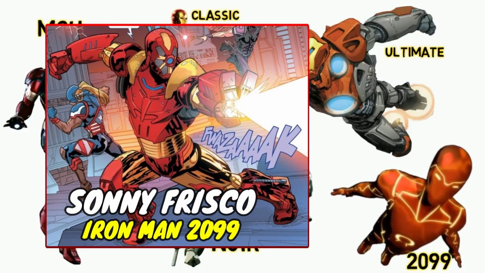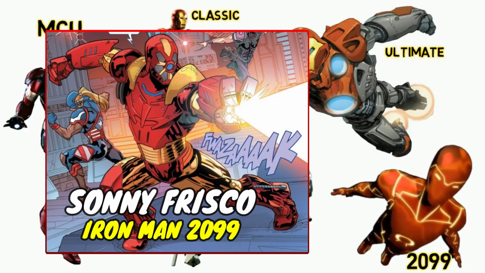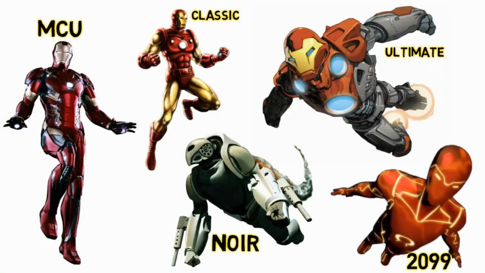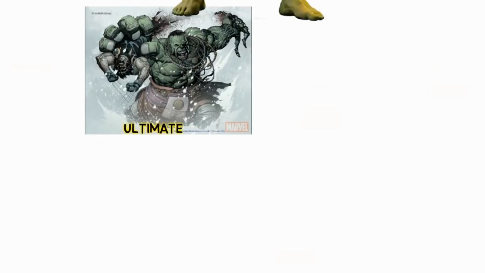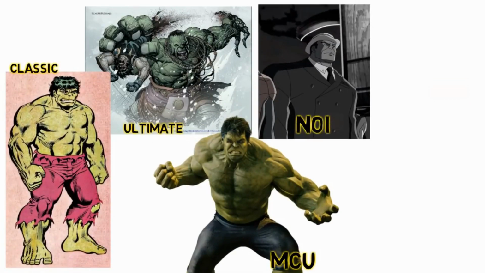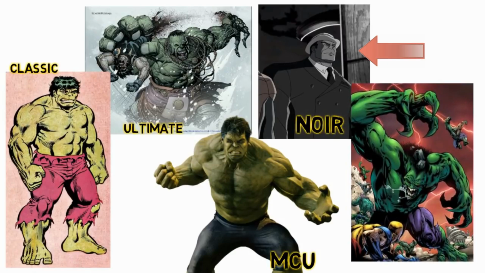Meanwhile, in the comics, Sonny Frisco is Iron Man 2099. Next is the Incredible Hulk across 5 different universes. Another exception here for Noir Hulk. He didn't appear in the comics, so the one shown here is the Noir universe shown in the Ultimate Spider-Man animated series. The gangster Hulk here goes by the name Mr. Fix-It.